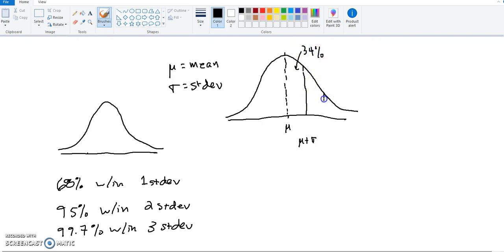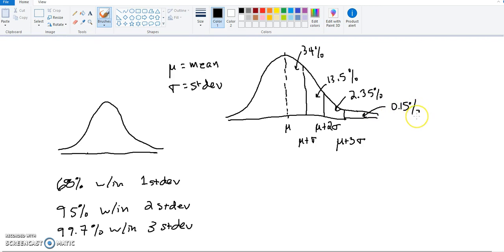And then this section right here, from mu plus sigma to mu plus 2 sigma, this would be 13.5%. And then mu plus 3 sigma. So the section from mu plus 2 sigma to mu plus 3 sigma would be 2.35%. And then you have the part that's left over in the tail that's approaching. So this tiny little bit right here would just be 0.15%.